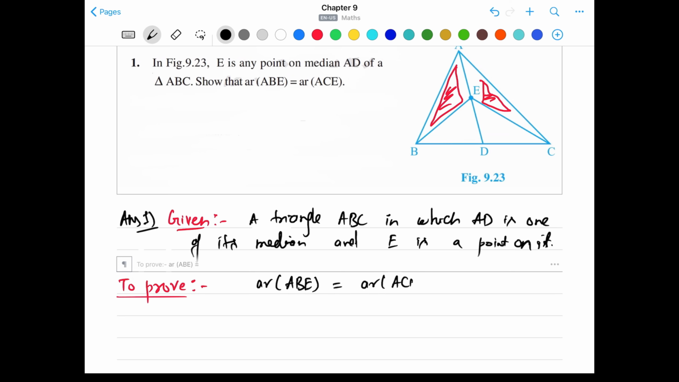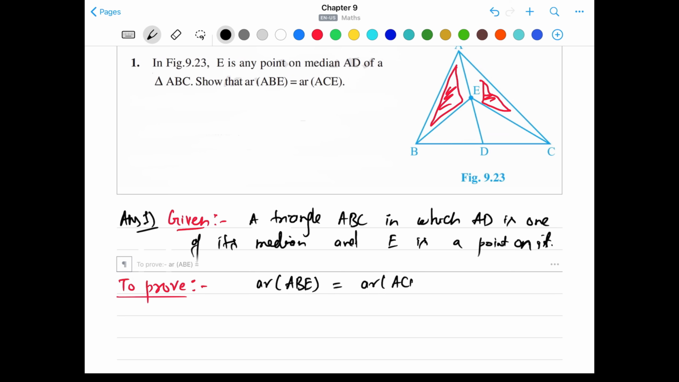Again, we are going to start using the statement of example 3, that the median of a triangle divides it into two triangles of equal area. Okay, so we'll write: in triangle ABC, AD is a median.